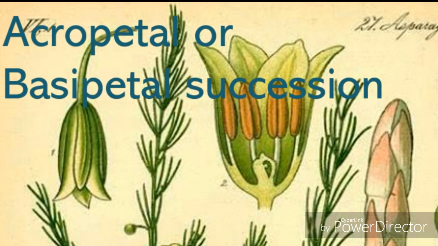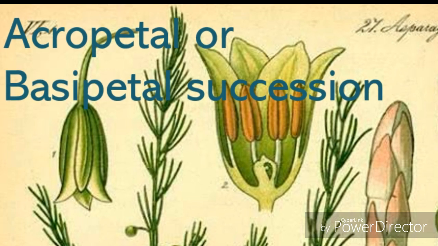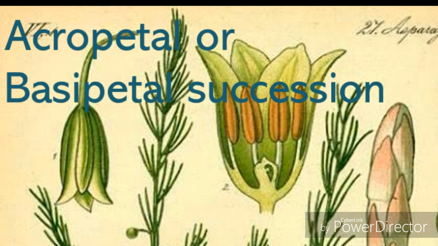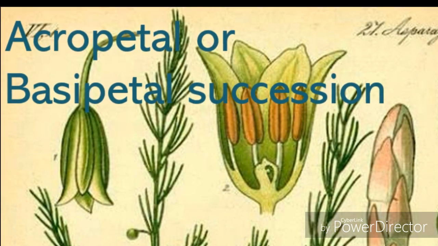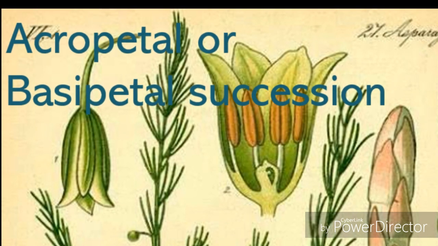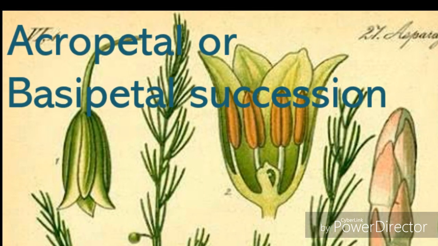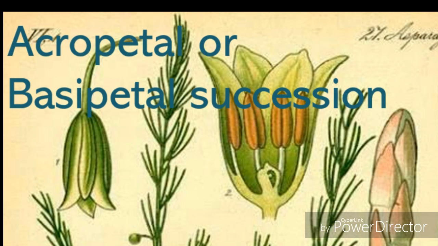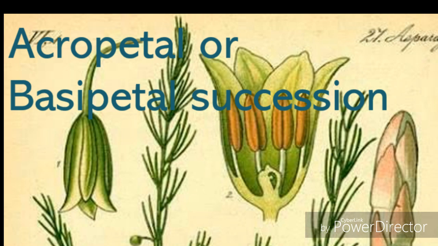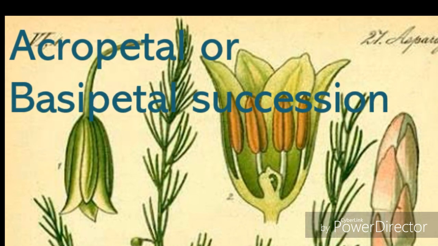Hello guys, today we are going to talk about succession terms. They have two types, acropetal or basipetal. Before we start, let me tell you, it's going to help you in the modification of the flowering part, or inflorescence. If you haven't cleared these simple terms, then you might have obstacles to know about cymose and racemose inflorescence.